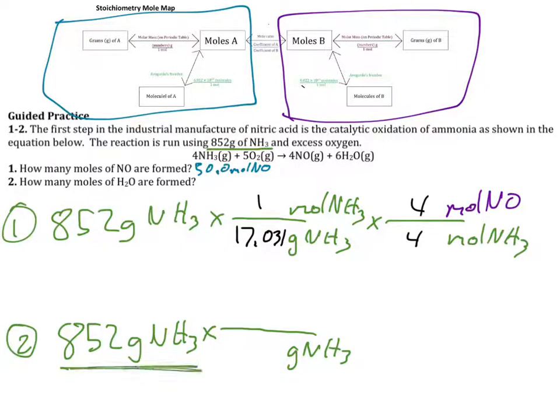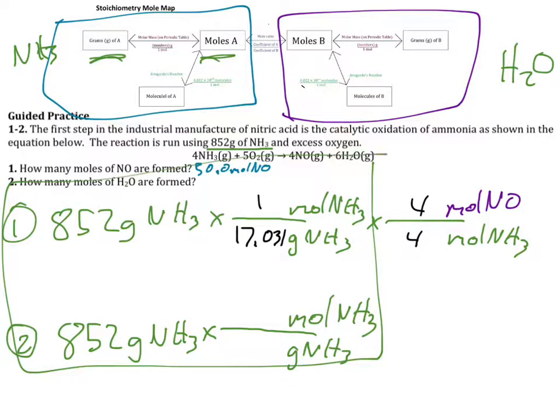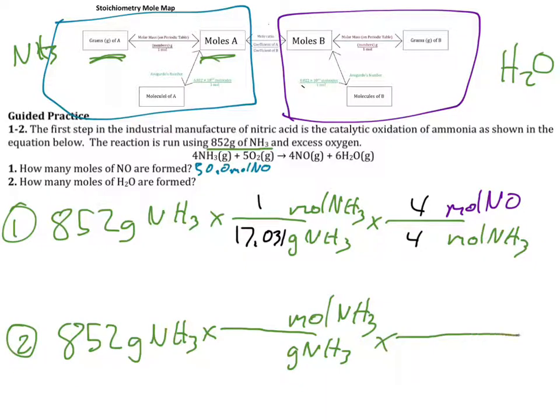Again, we're starting with this. So we're starting with grams of A, and again, this is NH3. This time, though, we're going to H2O. So we're going from grams of A to moles of A first. So we're going to moles of A. Again, these two parts look exactly the same. Okay, well, this here cancels. We're left with moles of NH3, and so we put moles of NH3 on the bottom. And again, it looks the same.